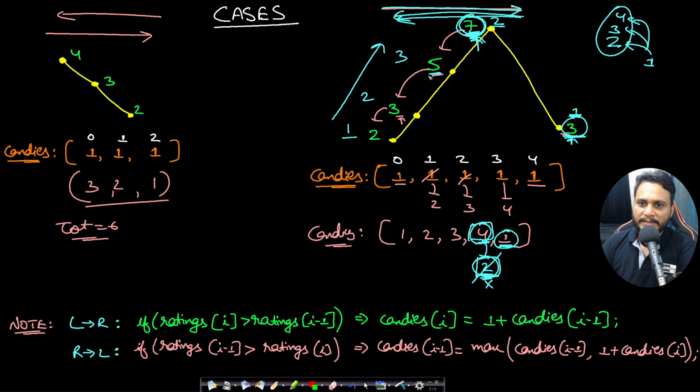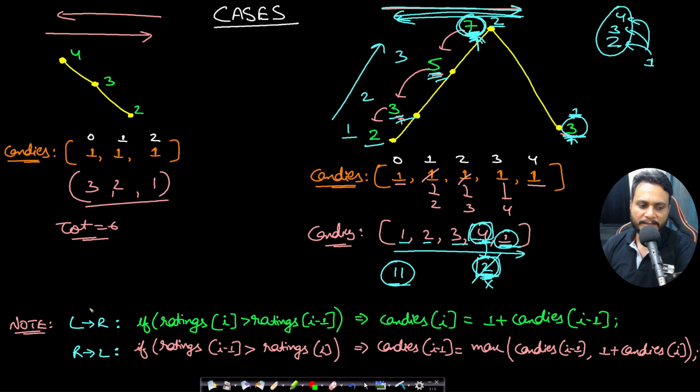So when you compare this 7 with 5, since it is a decreasing curve, it is not going to update in right to left parsing, because 5 is not greater than 7, 3 is not greater than 5, and 2 is not greater than 3. So the final count is going to be this, where you get 1 plus 2 is 3, 3 plus 3 is 6, plus 4 is 10, plus 1 is 11. 11 will be the count.